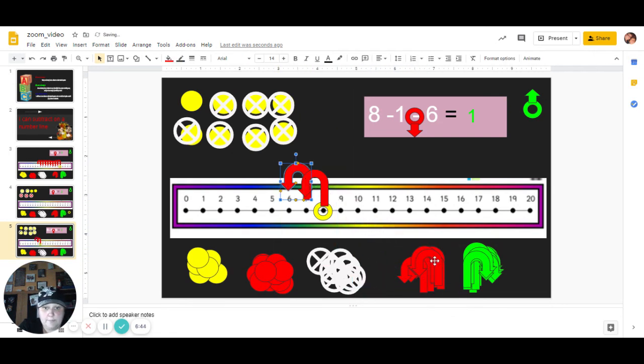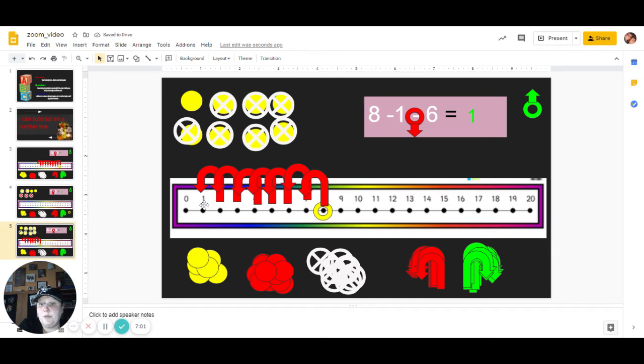1, 2, 3, 4, 5, and 6. And if you look, both answers left me with a 1. Here on my number line, I stopped at the 1. And up here, when I used my counters, I only had 1 left. So 8 minus 1 minus 6 is the same as 1.